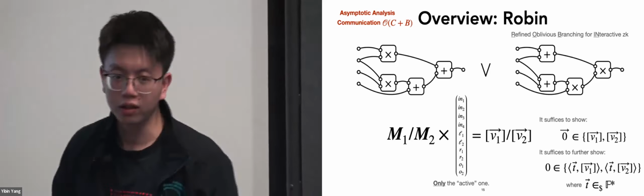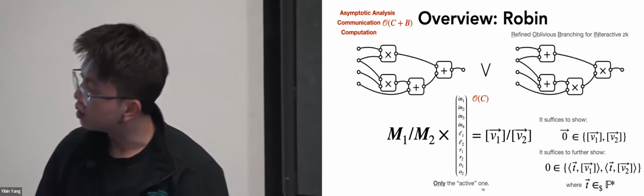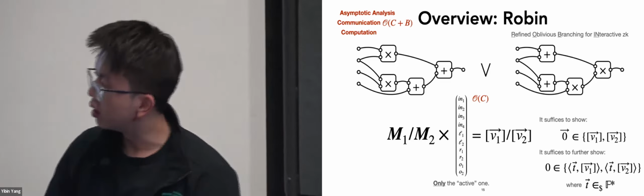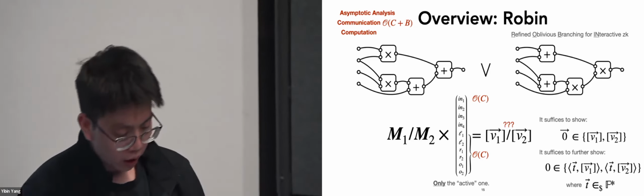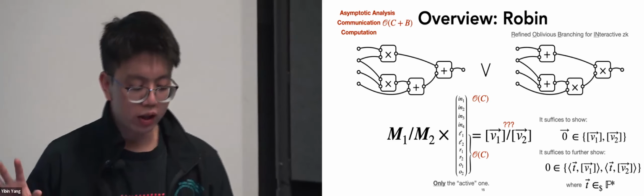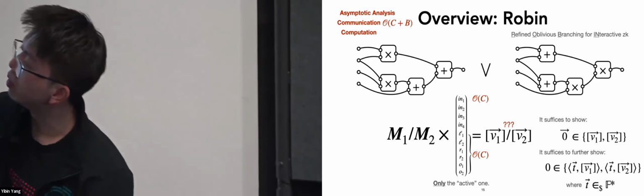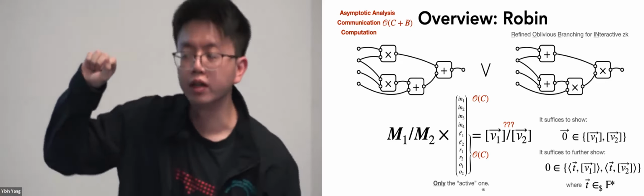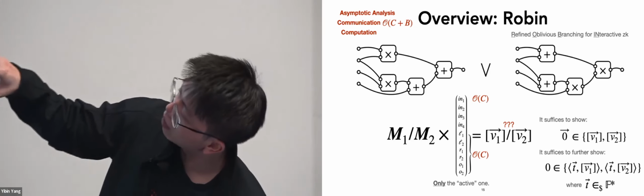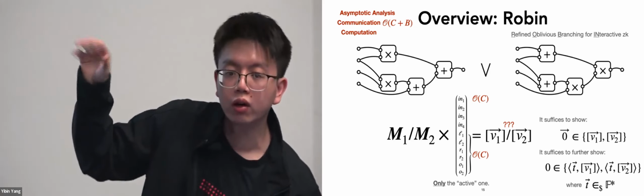Okay, so let's continue. What about the computation? Similarly, you need to commit this vector, order C. You need to do some multiplication proofs. Believe me, it's order C. I'm not going to say why it is order C, but I haven't said how you can compute this M1 times this very large vector. This can be problematic because this may be some quadratic cost.